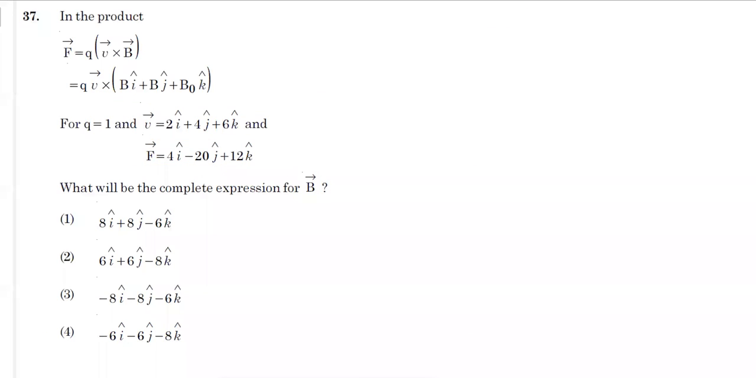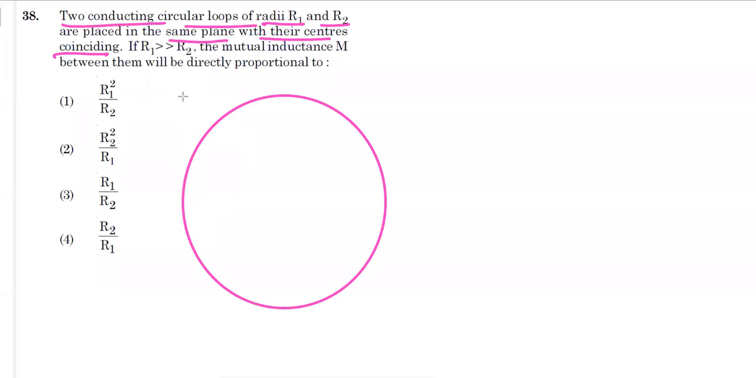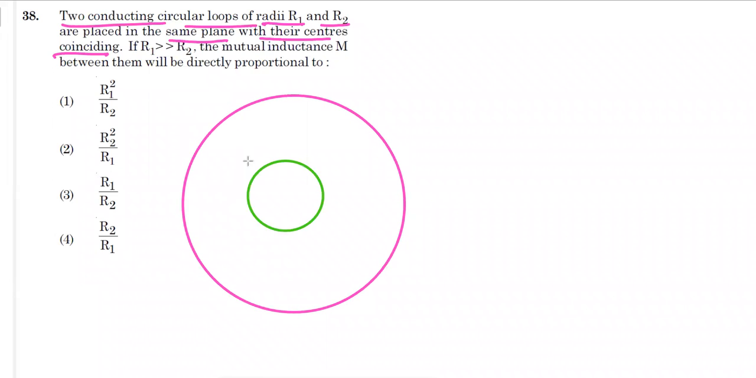Let's go to the next one. What data is given? Two conducting circular loops of radius r1 and r2 are placed in the same plane with their centers coinciding. Circular loops, they say. So let's say this is one loop, and this is another loop. One is small, the other is big. Let me try to rearrange it: one big, one small, let us keep it like this.